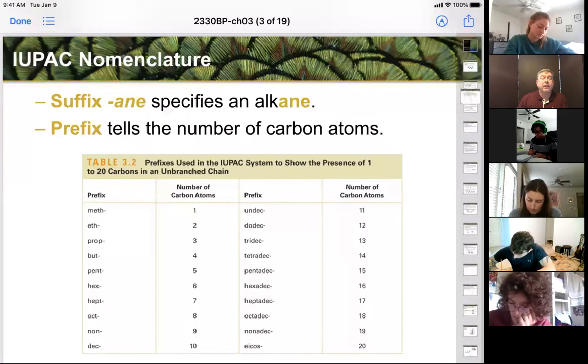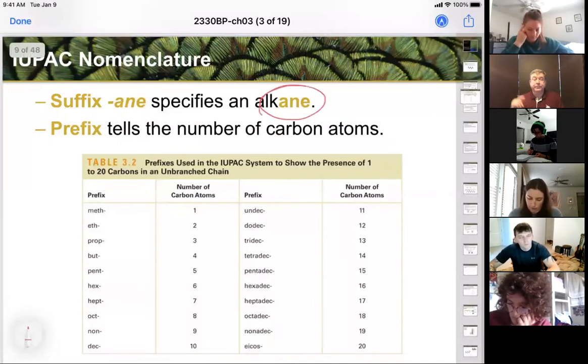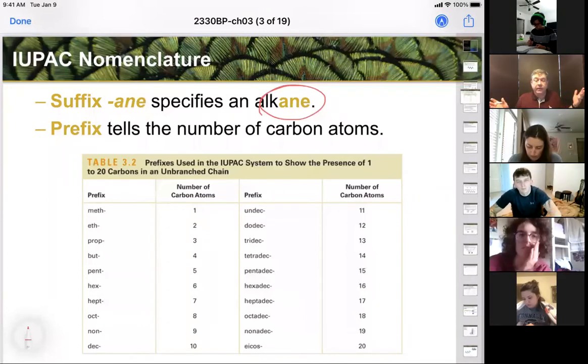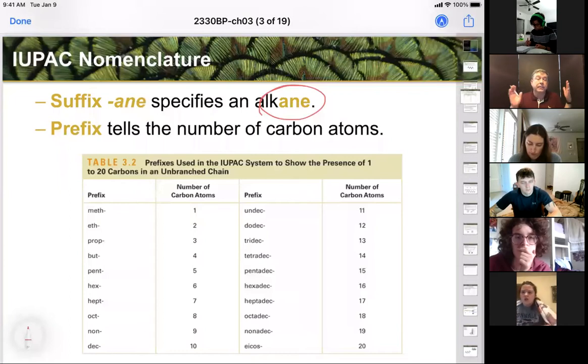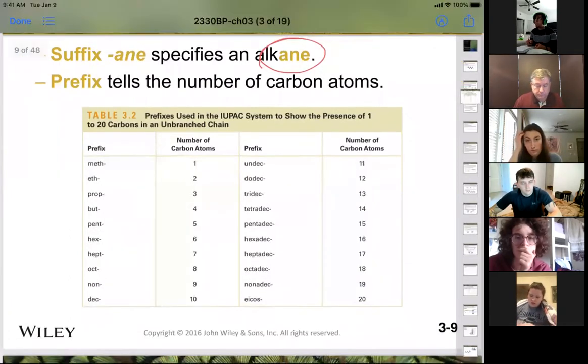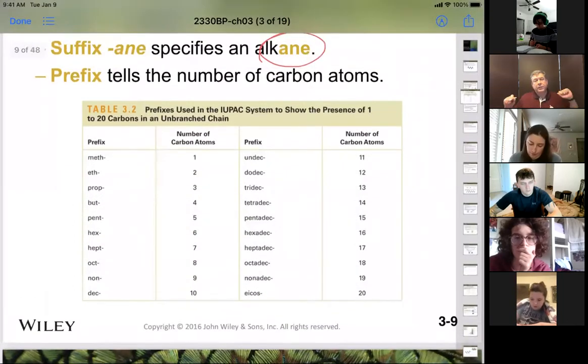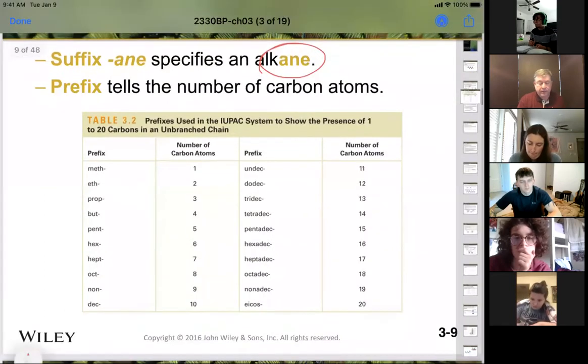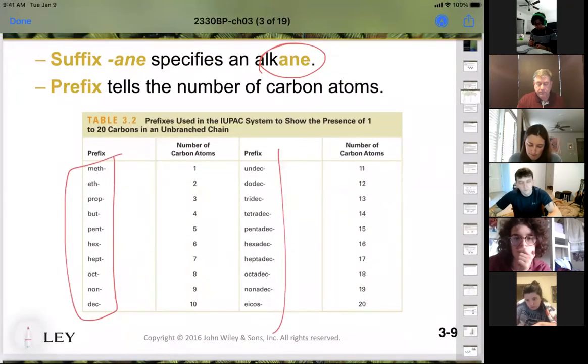If we have a hydrocarbon that only has single bonds, we can use the ANE at the end to signify it's a saturated hydrocarbon. So it doesn't matter how many carbons we have. So we can have 15 carbons. We're going to have pentadeca-ane, pentadecane. So it's the ane is the single bonds. Okay, so questions on that. So the meth, eth, prop, penta, stuff like that, number of carbons in our chain, ane telling us we have a saturated hydrocarbon.